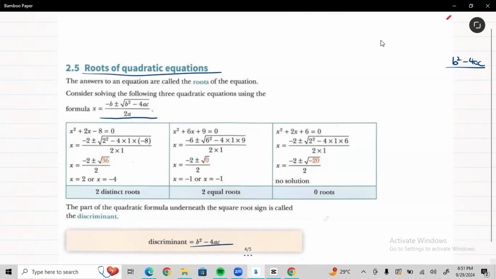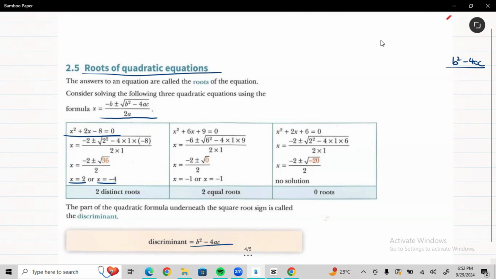And what's the concept behind this? So the thing is, we have solved many quadratic equations through this formula, and we can get three types of answer. For example, we have this equation x squared plus 2x minus 8 equals 0. The first type of answer we are going to get is two different values for x. So x may be 2 or x may be -4. So we have two different values for x.